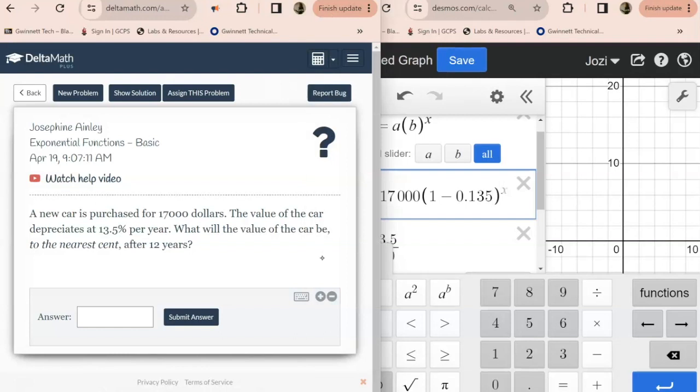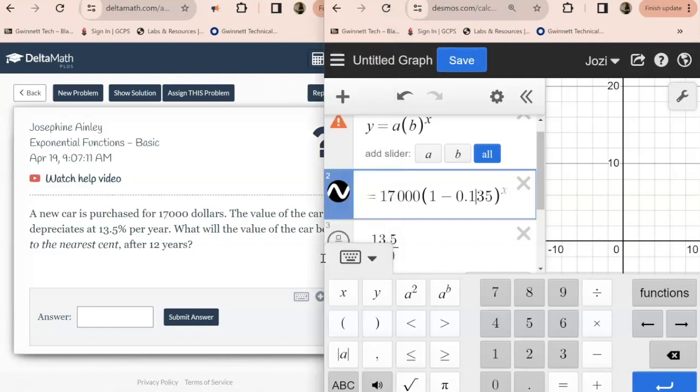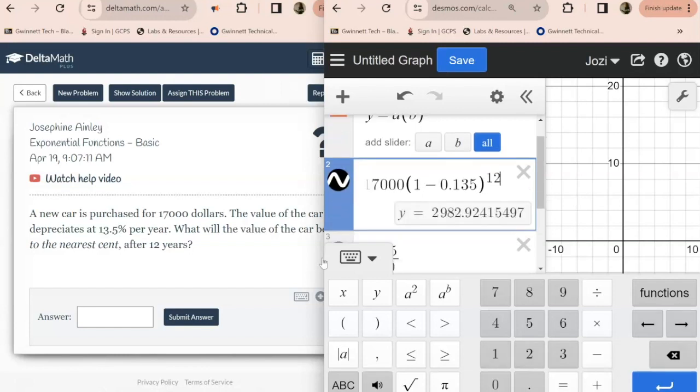What's the value of the car to the nearest cent? So that means two numbers after the decimal, in 12 years. So what's that? That's time. So that time is X. So we're going to come up here to X, and we're going to put in 12. Notice I type it in before I delete, because if I delete first and then try to type it in, it's not going to stay. Oh, it did. Well, that's fine. All right, so time is 12. If it doesn't stay up here, just put anything here, type it in, then delete what you don't need.